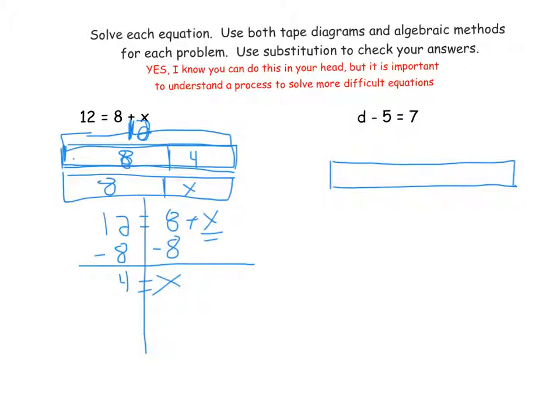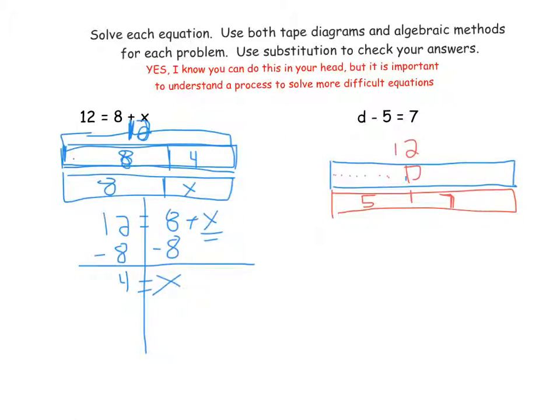All right, subtraction is a little different because the variable is actually the larger number. So this is going to be like your D right here. And what we're showing is that if we take this and we have our 7 and we had taken 5 away, it would give us the whole amount. So now we can do 5 and 7 together make up the D. So 5 plus 7 is 12.